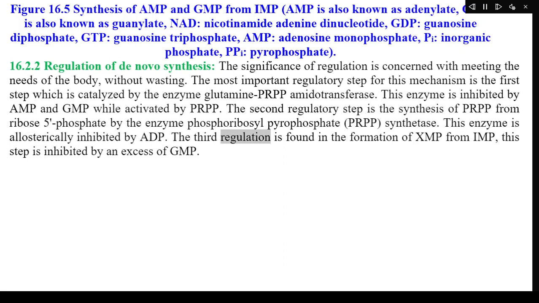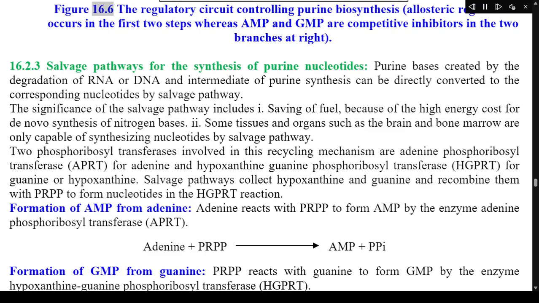The third regulation is found in the formation of XMP from IMP. This step is inhibited by an excess of GMP. Figure 16.6 The regulatory circuit controlling purine biosynthesis. Allosteric regulation occurs in the first 2 steps, whereas AMP and GMP are competitive inhibitors in the 2 branches at right.